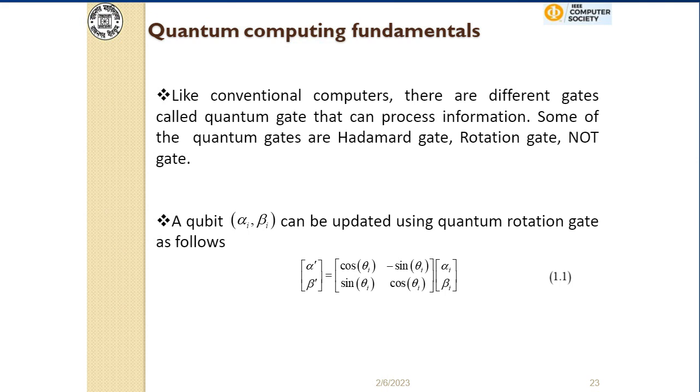Alpha is the probability amplitude for state 0 and beta is for state 1, and it can be updated by using this particular matrix. Actually speaking, all these logic gates are unitary operators, or unitary matrices. So what it boils down to is that you are multiplying a matrix with a vector, so you automatically get a new vector, which means the updated one.